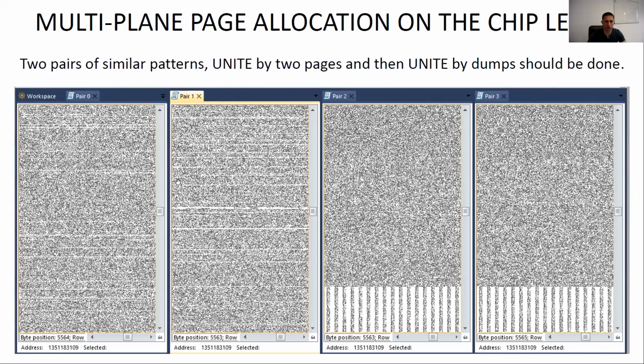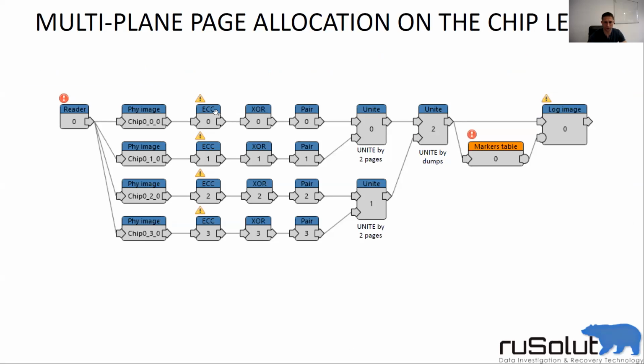We will unite these two pairs by pages, and these 2 pairs by pages. And then the 2 result elements we will unite by dumps. So it's gonna look like this. This one and this one we unite by pages. The same here. As a result, we get 2 united elements. And then we need to unite this one and this one. And in here, we already unite by dumps. And that's it. Then you proceed with markers table and so on.